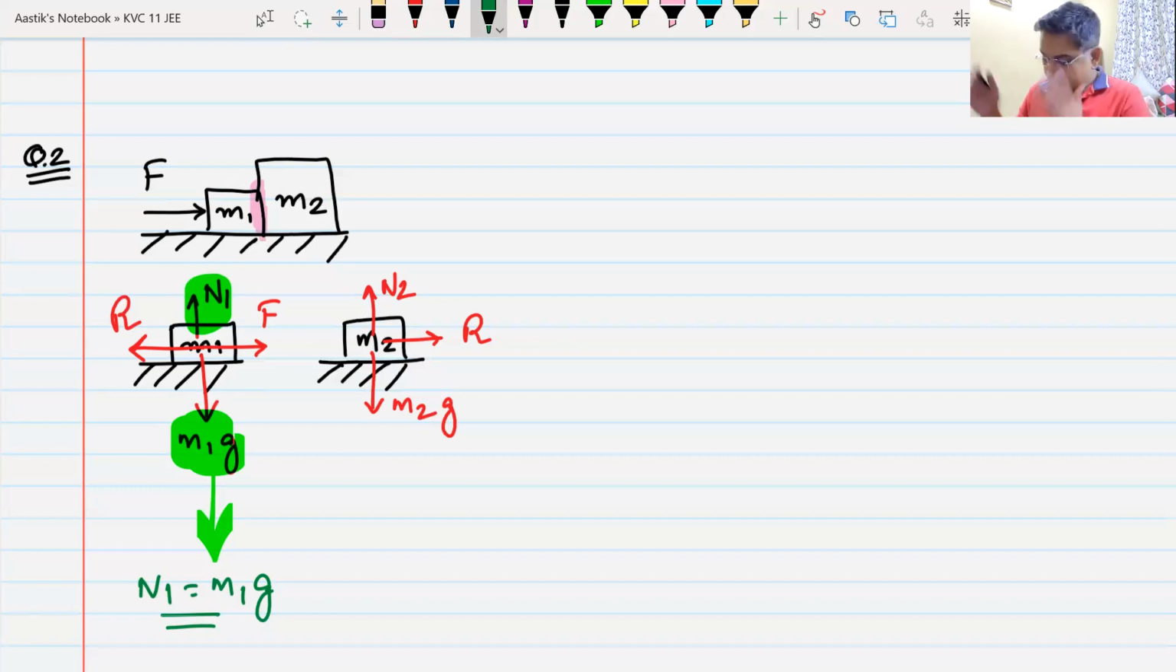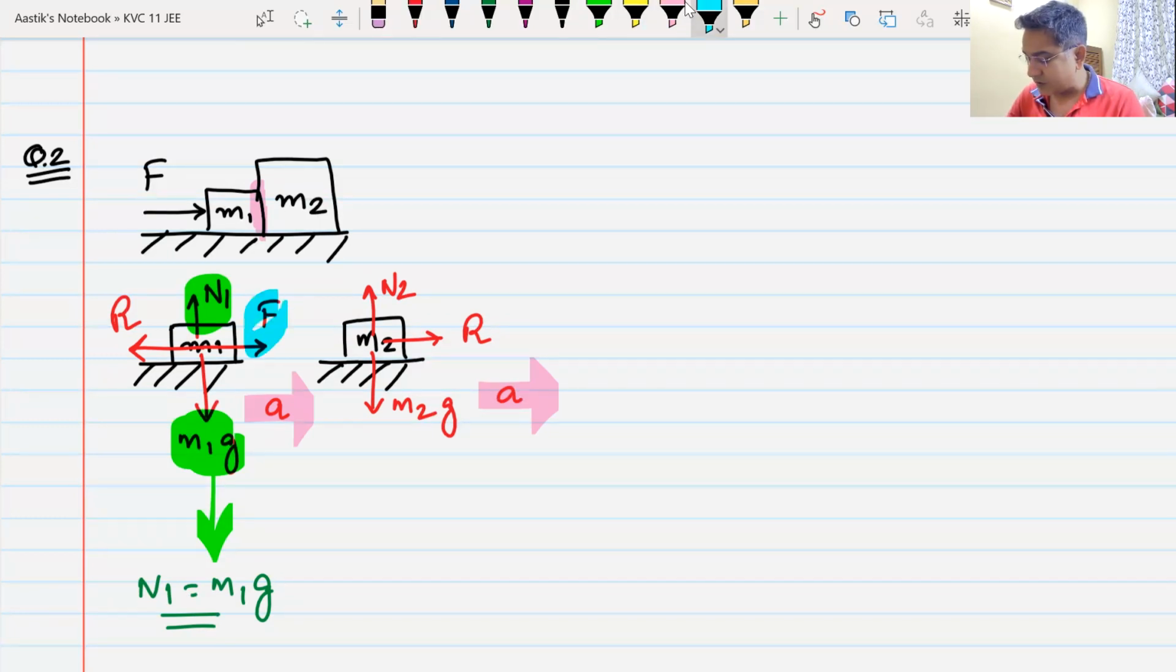Now, these two blocks are going to move forward with the same acceleration, yes or no? So I write the acceleration. The acceleration of this block is going to be A. The acceleration of this block, in the forward direction, is also A. Now I look at the x-axis equation of block 1. Let me call it the blue equation. F is forward, R is backward, and acceleration is forward. Can you tell me what will be the blue equation?